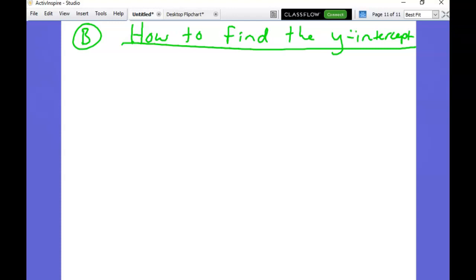How do you find the y-intercept? How do you find the y-intercept? Plug in 0. There you go. Plug in 0 for x.